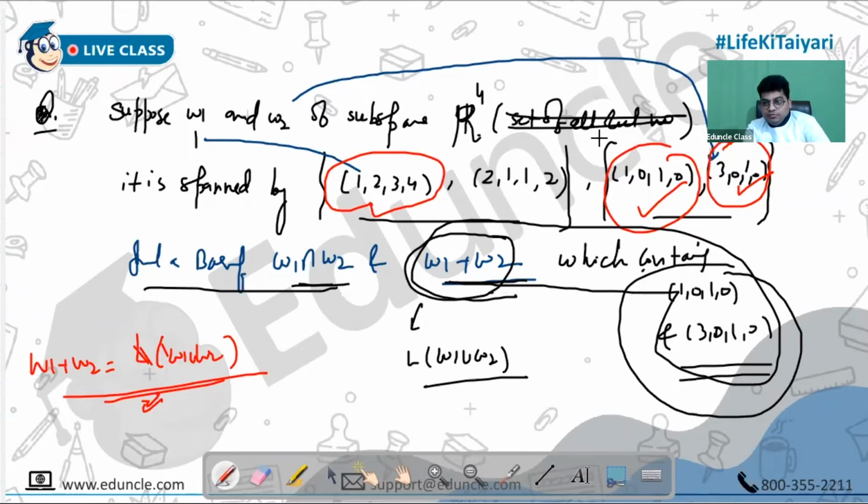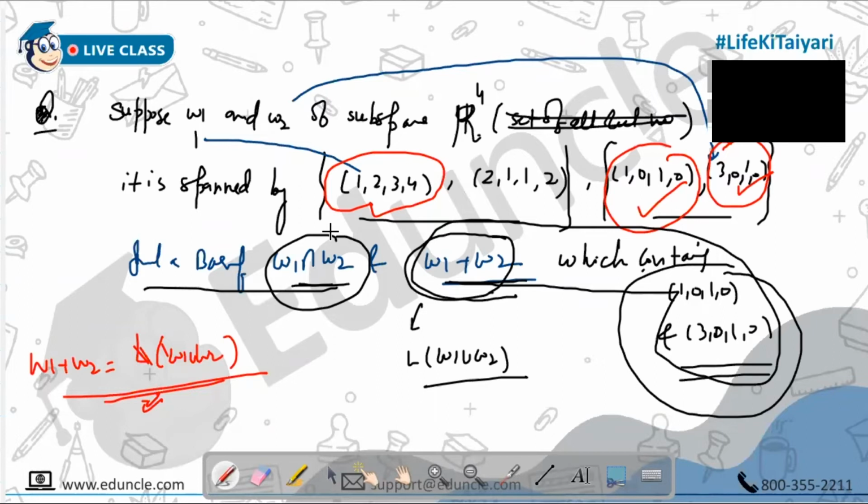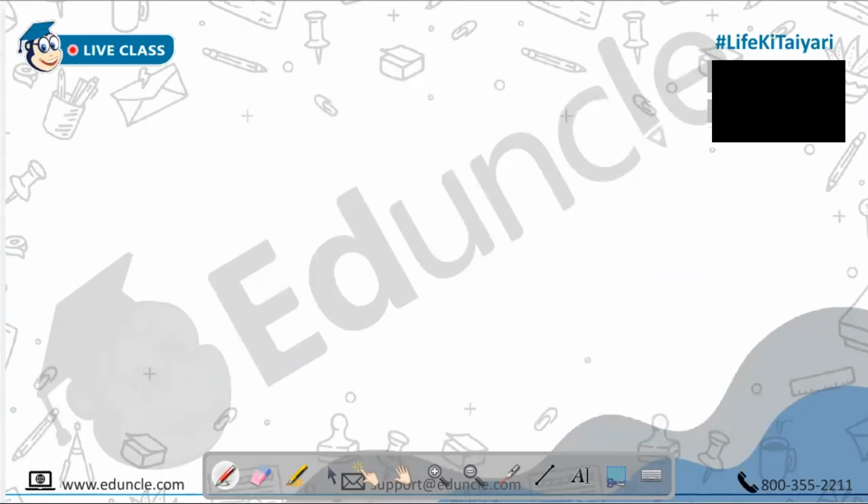The dimension of W1 intersection W2 is only one. So how can you say that W1 intersection W2 contains two vectors which are linearly independent? That is not possible, right? Any other doubt in linear algebra you have?